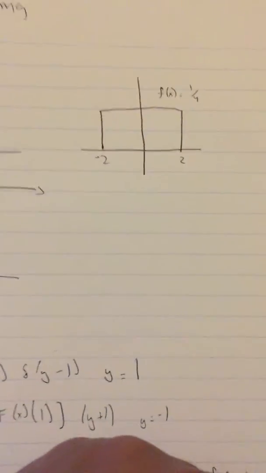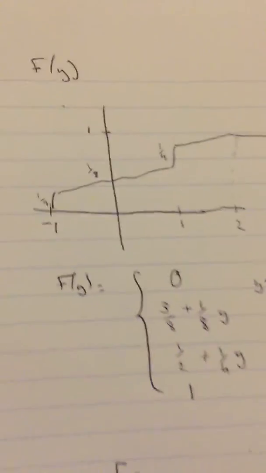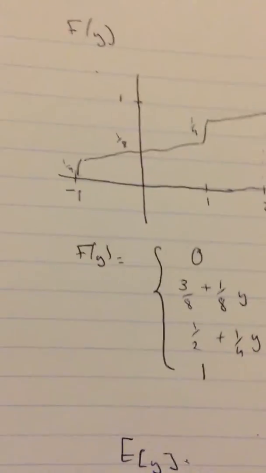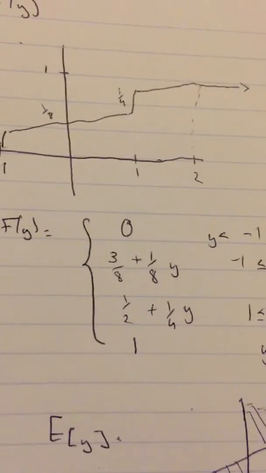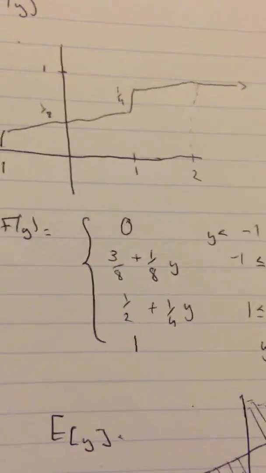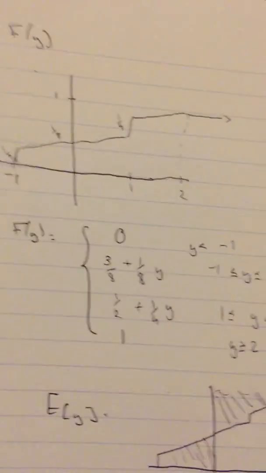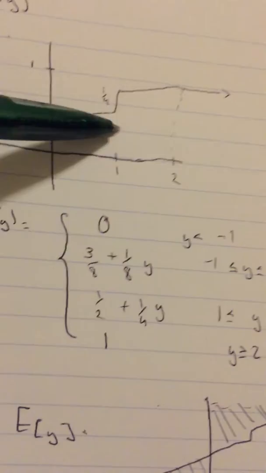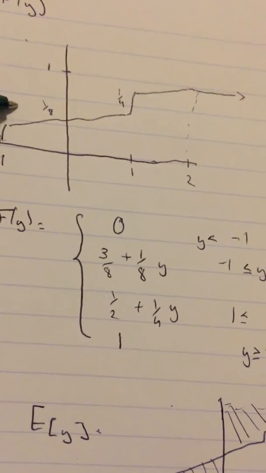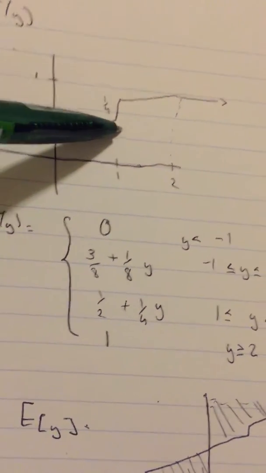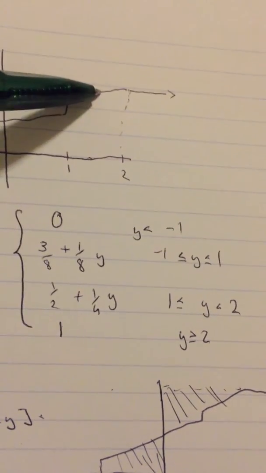big F of y. So let's go over here and find big F of y. I drew out f of y here. F of y equals 0 for y less than -1, because it starts at -1, and from -1 to less than y less than 1, which is this area right here, has a constant slope of 1/8. From 1 to 2, it has a constant slope of 1/4.